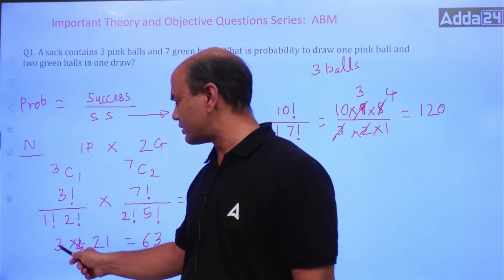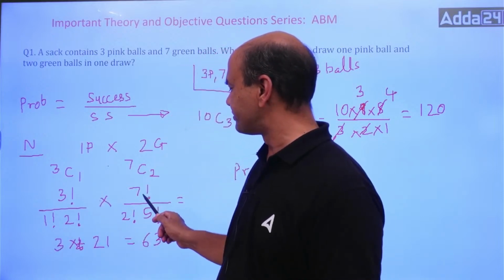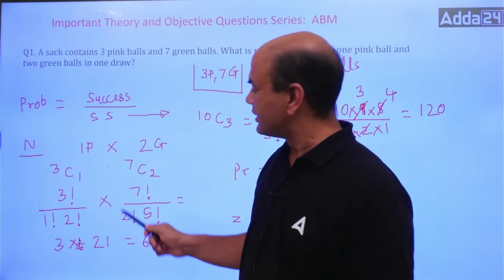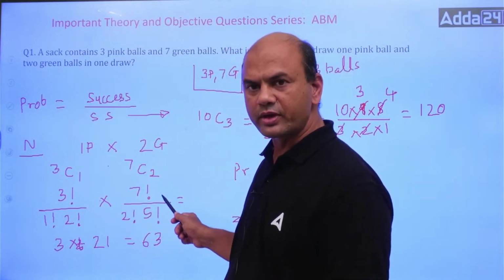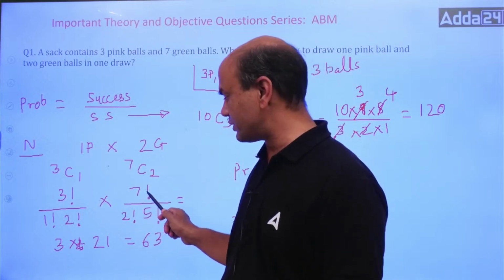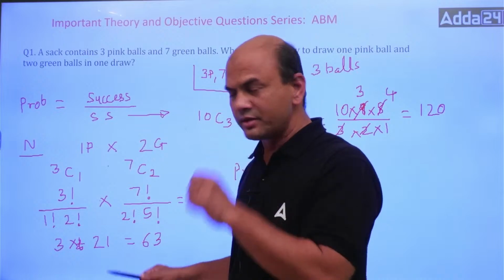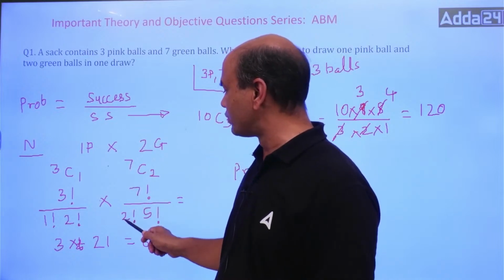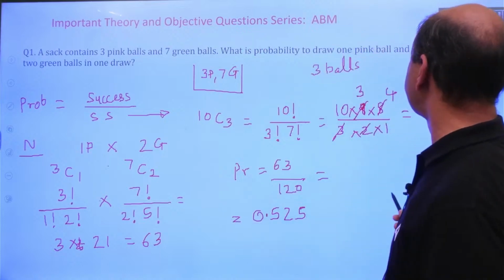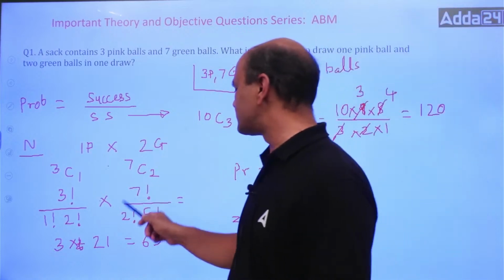So 3 over here. Now what is 7 factorial, 2 factorial, 5 factorial? What will it be? 7 into 6 into 5 factorial. So 5 will get cancelled. So 7 into 6 now. Right? 7 into 6. So 2 factorial is 2. See, I might have solved it over here. Yeah. See this. You can solve this over here also.